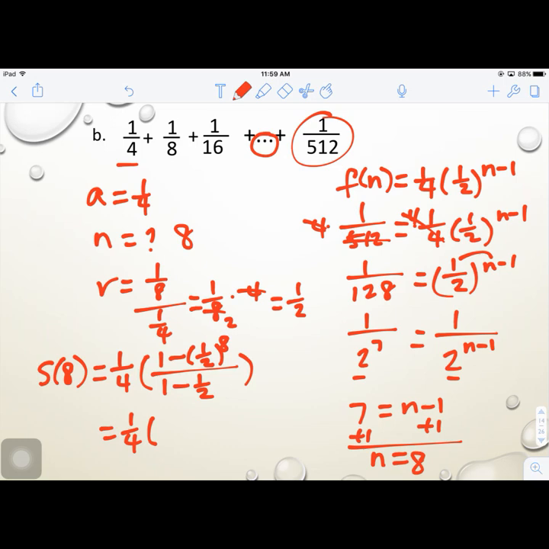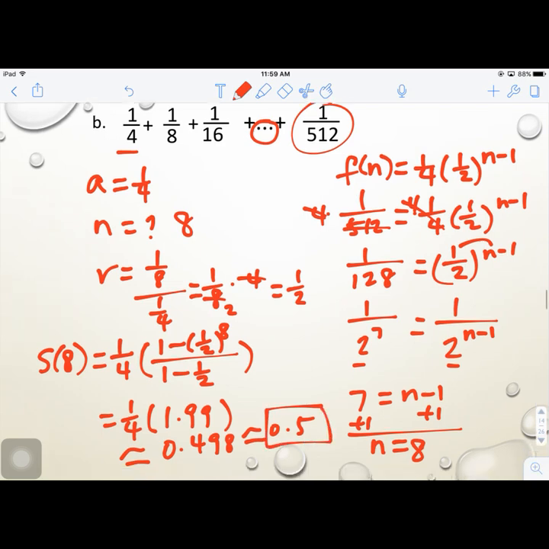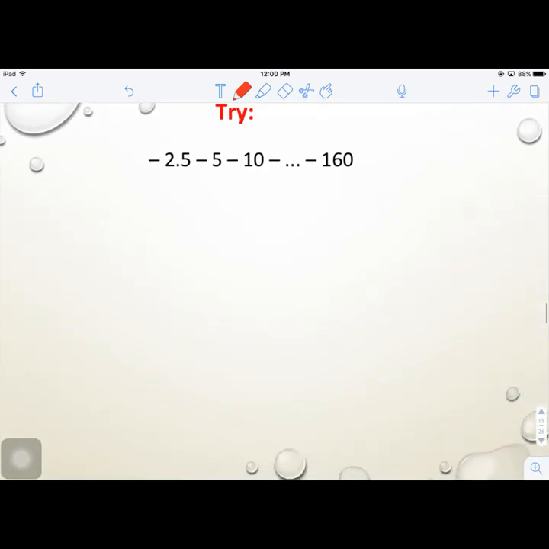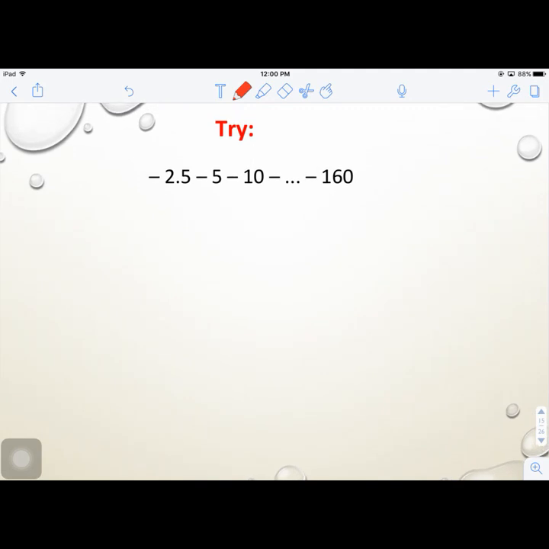That will give us about 1.99, and then dividing by 4, it will be approximately 0.498 or approximately 0.5. And that will be the sum of this sequence right here. Next, we're going to take a look at this problem right here.